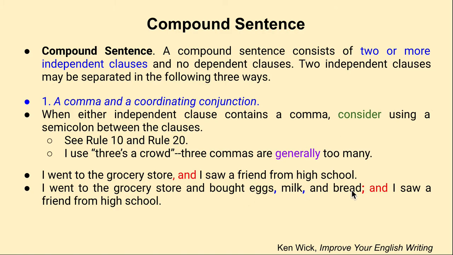Here's an example where I use a semicolon because there's too many commas. Remember my three's a crowd. This is just me. That's just my rule. So here you have, I went to the store and bought eggs, milk, and bread. That's actually an independent clause. And I saw a friend from high school. That's also an independent clause. So normally, just like the previous sentence, you could use a comma and a coordinating conjunction.